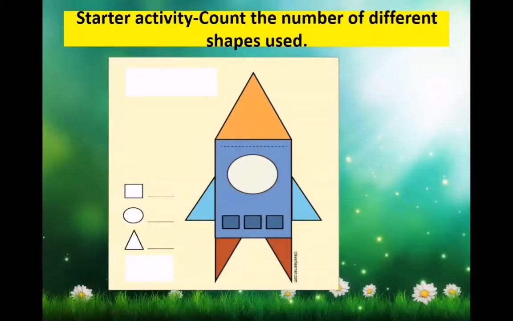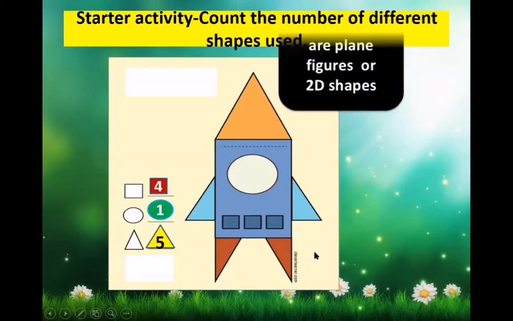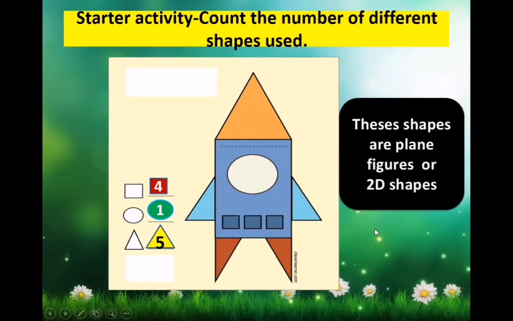Now I want you to observe the picture carefully and count the number of rectangles, ovals, and triangles used in the picture. Let's check. There are 4 rectangles, 1, 2, 3, and the bigger one, 4. One oval in the center and 5 triangles, 1, 2, 3, 4, and 5. These shapes are plane figures or 2D shapes.